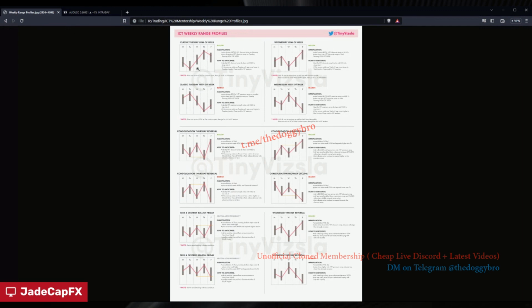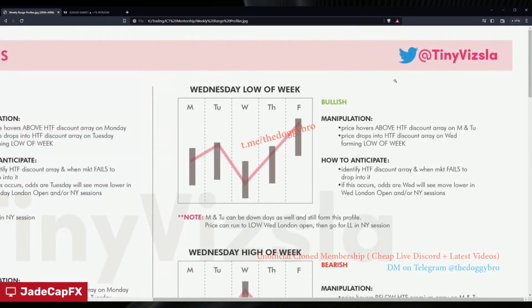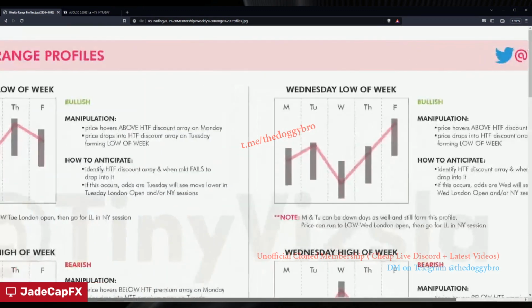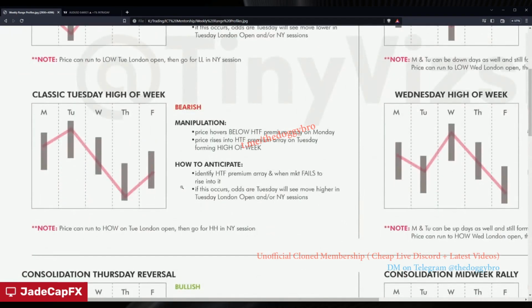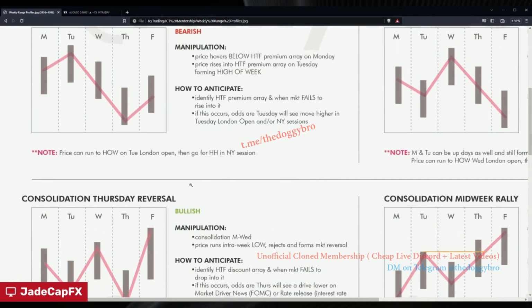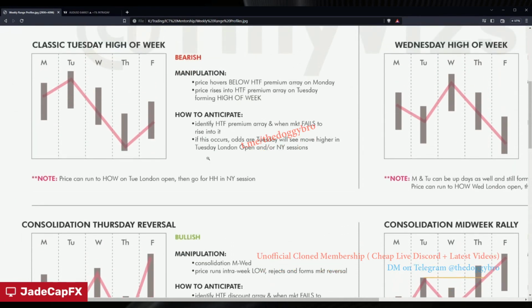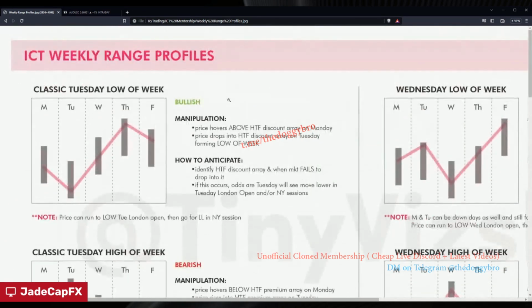If you guys haven't studied any of these ICT weekly range profiles, this is a really good infographic. It's made by Tani Vizla, a graphic designer, but essentially she compiled all this information into an easy to read infographic on how you can just look at the calendar and predict what the week might do. So if we can just go over each one of these, and when we get towards the end, it'll tie into why I was mostly on the sidelines this week. This week's been an NFP week.